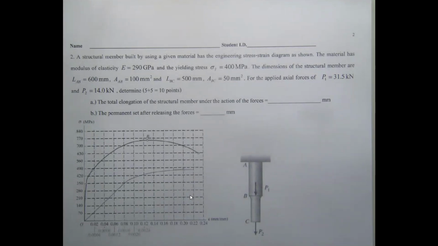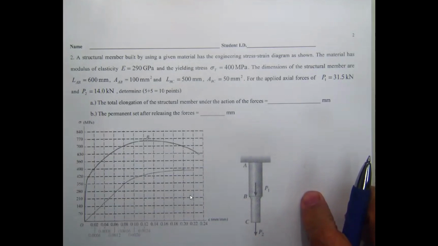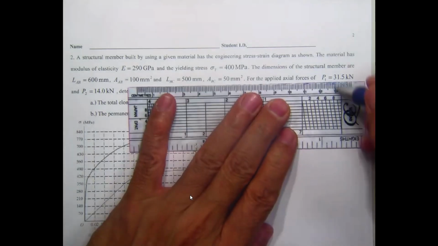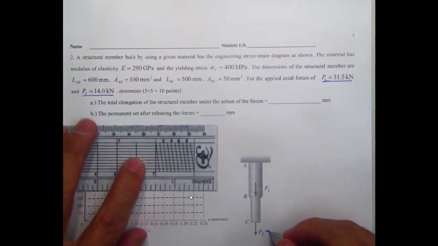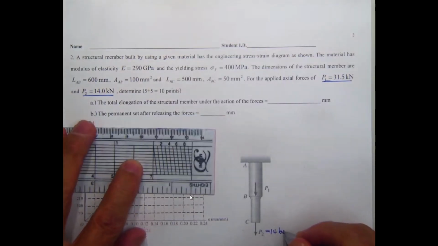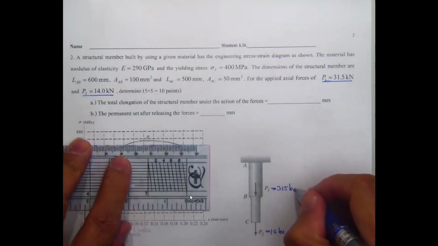On this problem, again, we have a two-force member subjected to two forces. One is going to be P1 and the other is going to be P2. So P2 is 14 kilonewton, P1 is 31.5 kilonewton.